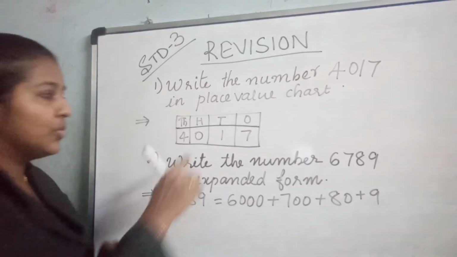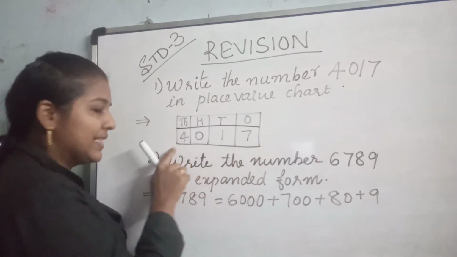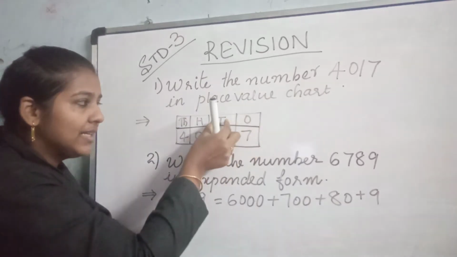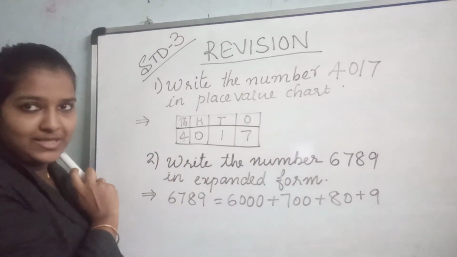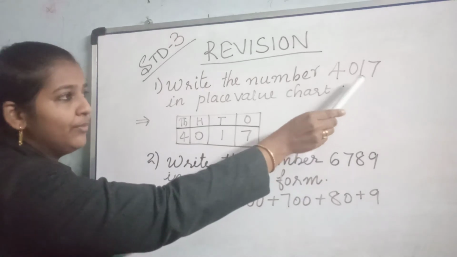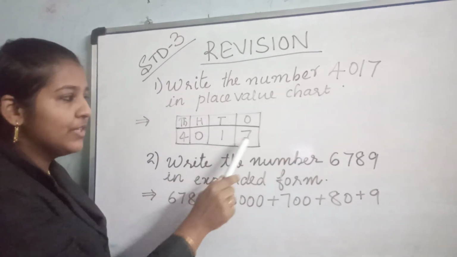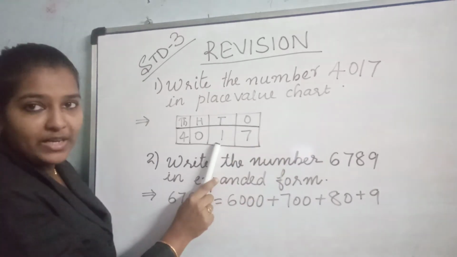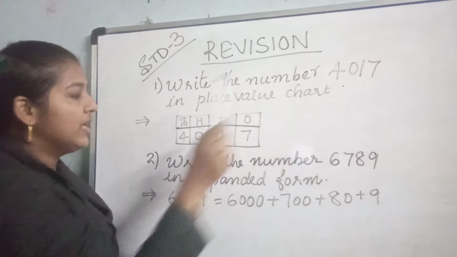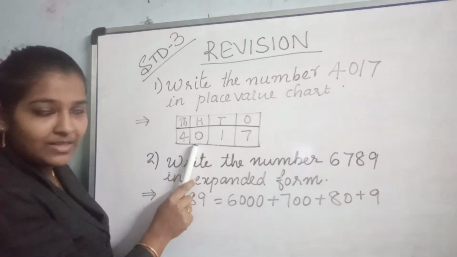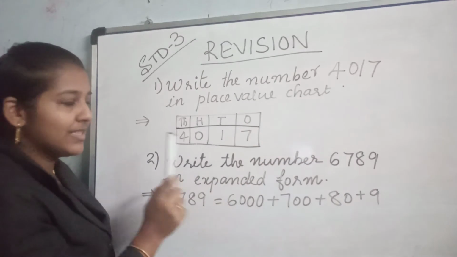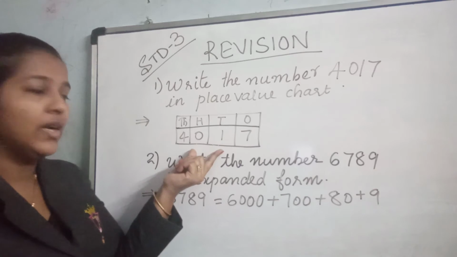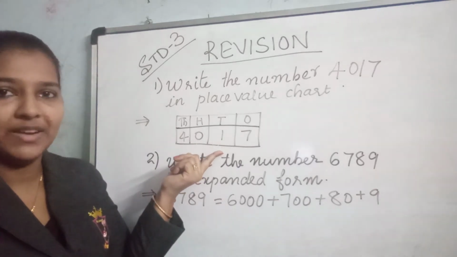4 columns. So, you draw a 4-column place value chart and you can mark starting from the right side: ones, tens, hundreds and thousands. Okay, then look at the number. Here, 7 is in ones place, so write 7 in ones column. 1 in tens place, so write 1 in tens column. Then, 0 in hundreds place, so write 0 in hundreds column. And 4 in thousands place, so write 4 in thousands column.